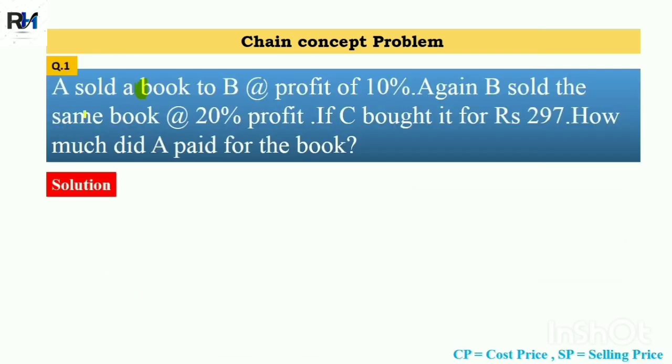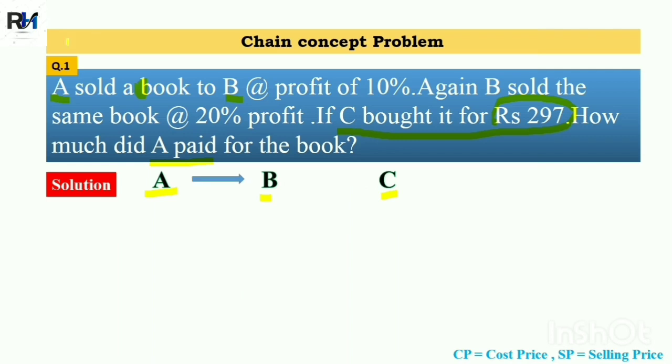Now the first problem: A sold a book to B at a profit of 10%. Again B sold the same book at 20% profit. If C bought it for rupees 297, how much did A pay for the book? Here the CP of C is given and we have to calculate the CP of A. So our first step is to represent the persons. Here there are 3 persons, that is A, B, C.